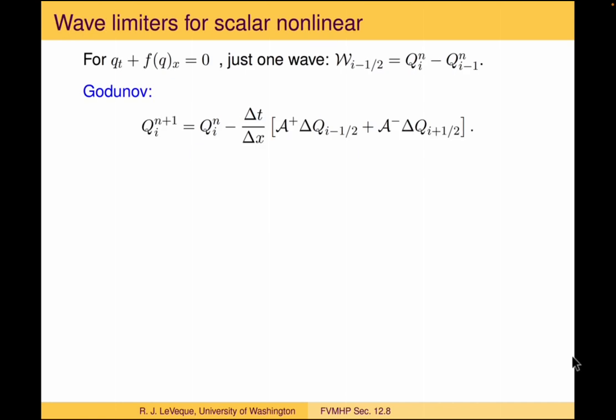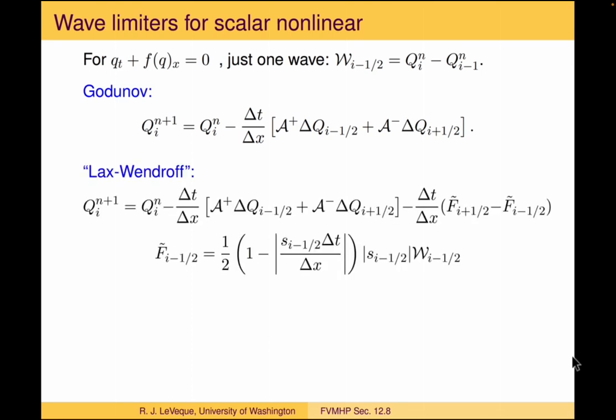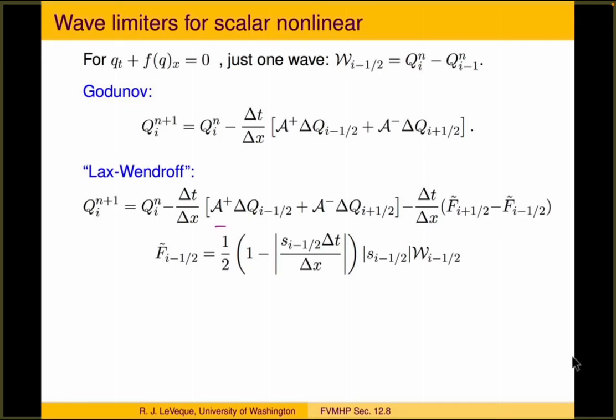And for the scalar nonlinear problem, we could also look at applying limiters in terms of wave limiters. And we wrote the wave propagation method first as Godunov's method, where we just update the cell averages based on the waves. But then we also looked at the Lax-Wendroff type method for a scalar nonlinear problem, where in addition to the updates based on these fluctuations from the first order Godunov method, we also defined some correction fluxes, these f tildes, and used a flux differencing form to add in the second order correction term.